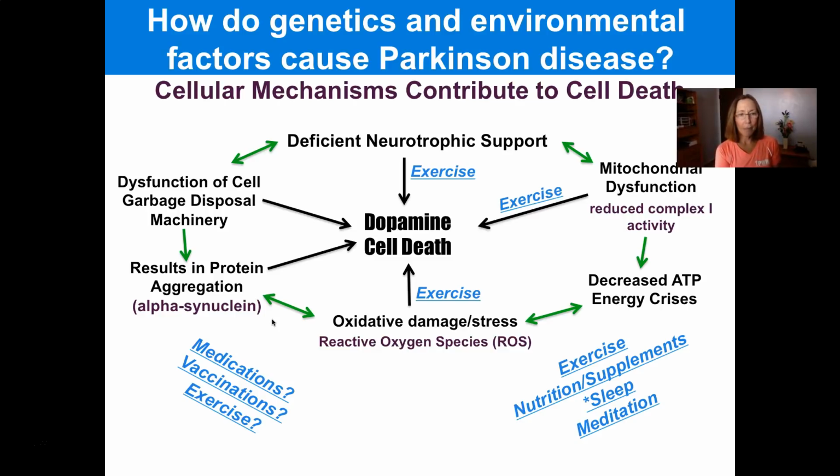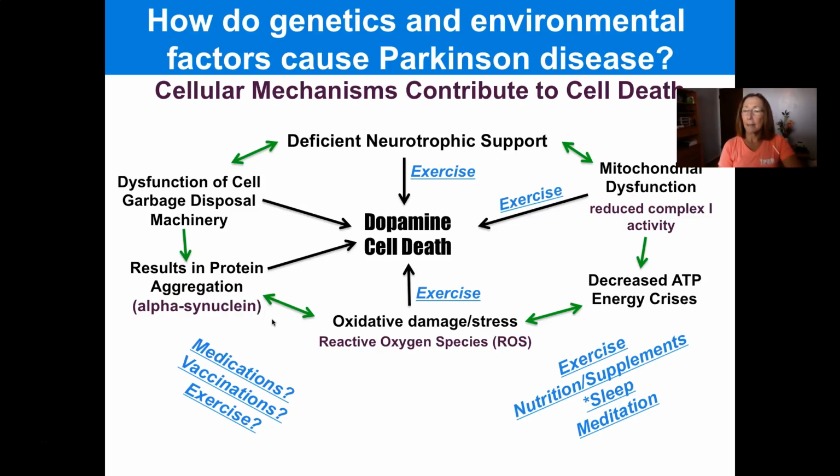disposal mechanisms. And in Parkinson's disease, it turns out that their garbage disposal machinery is impaired, and that this specifically affects a protein called alpha-synuclein. So the alpha-synuclein builds up inside the cell and outside of the cell in the extracellular space, and it becomes toxic, it clumps, and we'll talk about that.